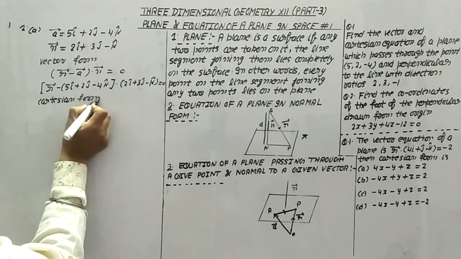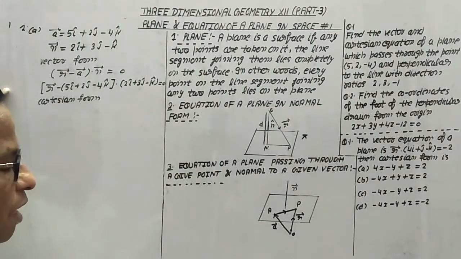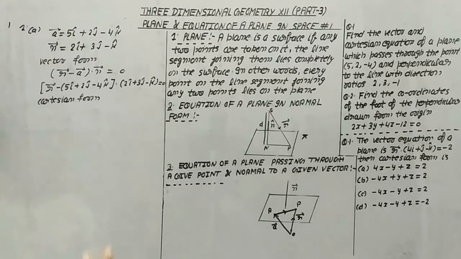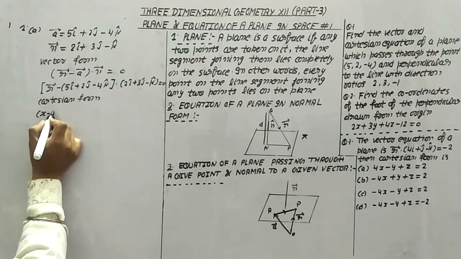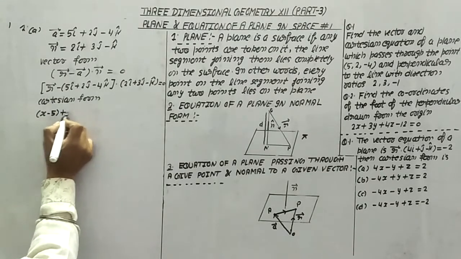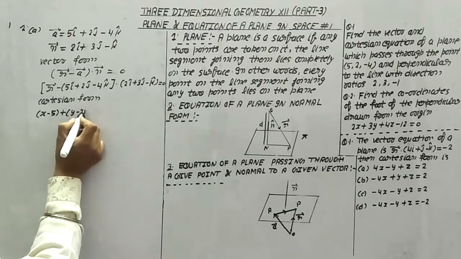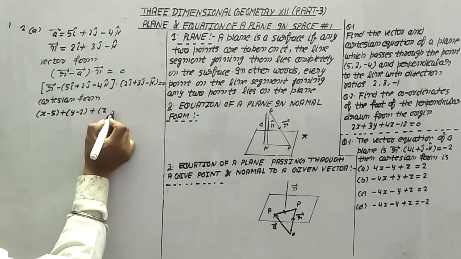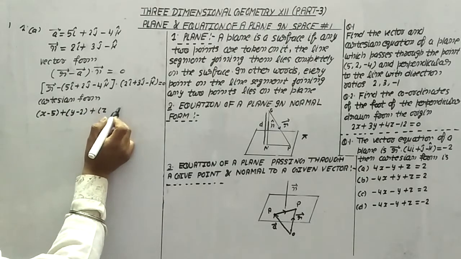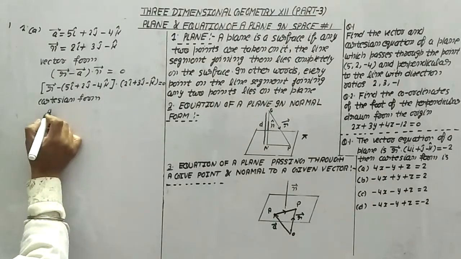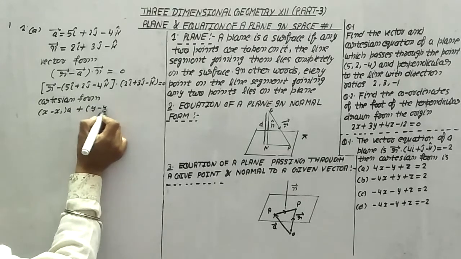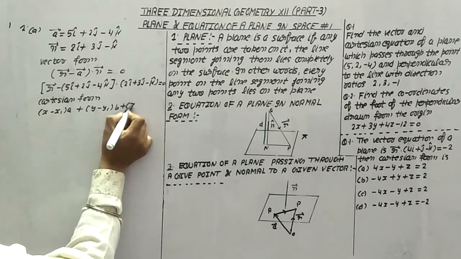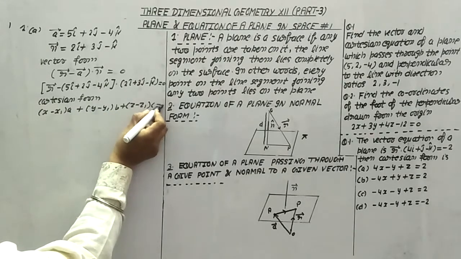Now if we have to write down the Cartesian form, you know very well that vector r is equal to xi plus yj plus zk. Therefore we can directly say x minus x1, it means x minus 5, plus y minus y1, y minus 2, plus z minus z1. The Cartesian form is (x minus x1) into a plus (y minus y1) into b plus (z minus z1) into c is equal to 0.